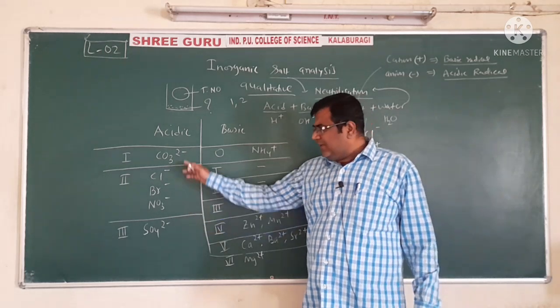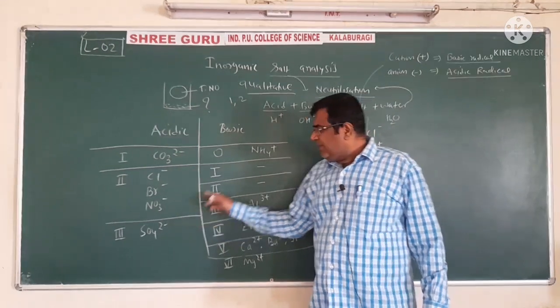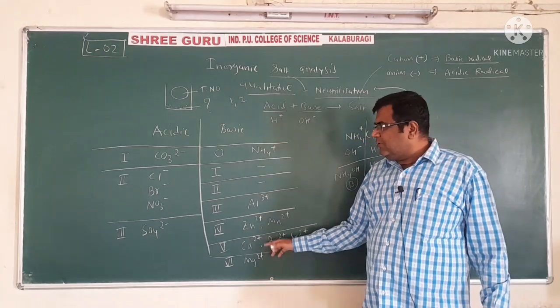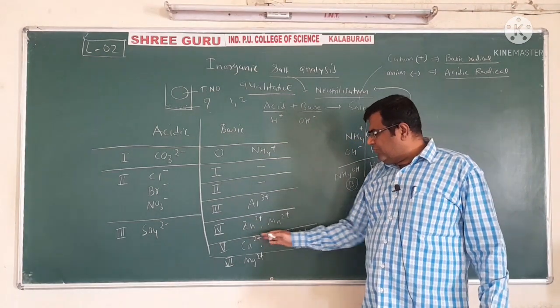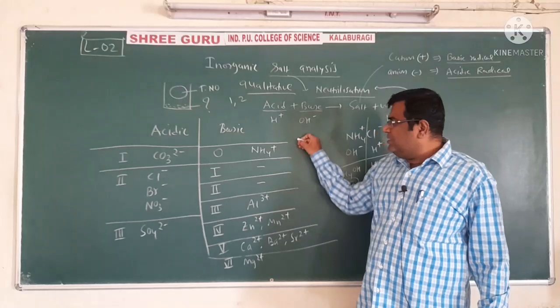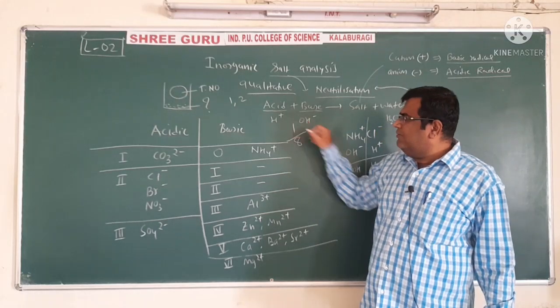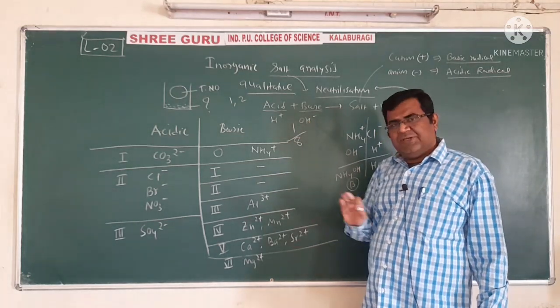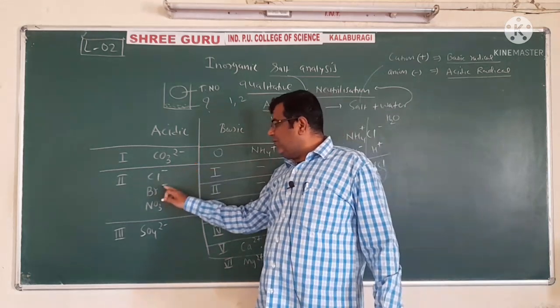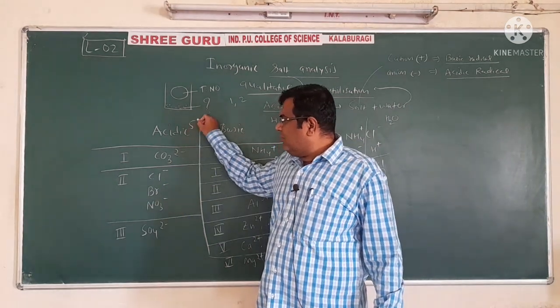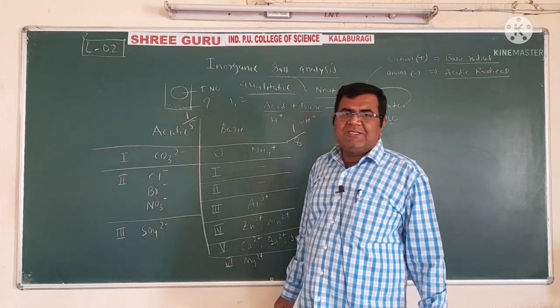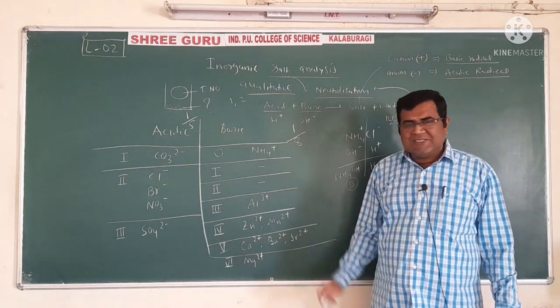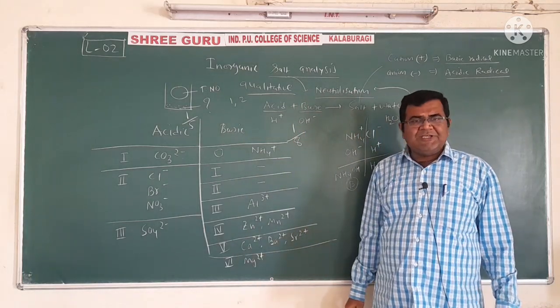Simple salt, any one acidic radical and any one basic radical. Out of these 8, there is only one basic radical present in your salt. And out of these 5, any one acidic radical is present in your salt. And you have to identify it.